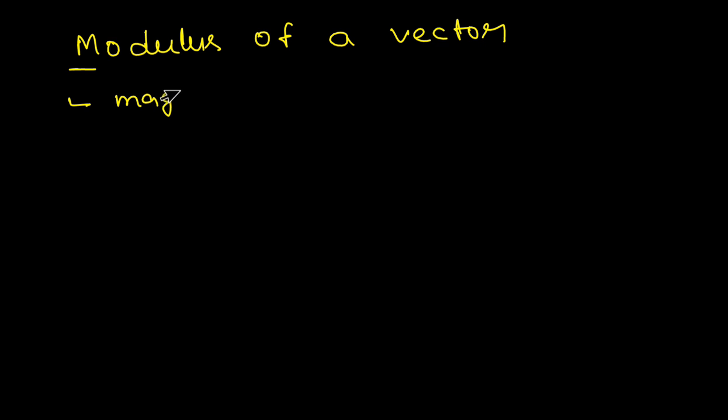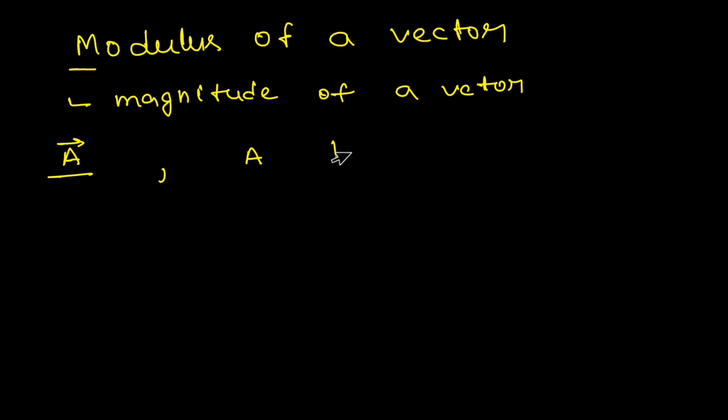Now what is the modulus of a vector? The magnitude of a vector is called the modulus of a vector. A vector is represented by a capital letter with an arrow. So this is how we represent a vector. And the magnitude of a vector is represented just by the letter with the modulus sign, to show the magnitude of a vector.